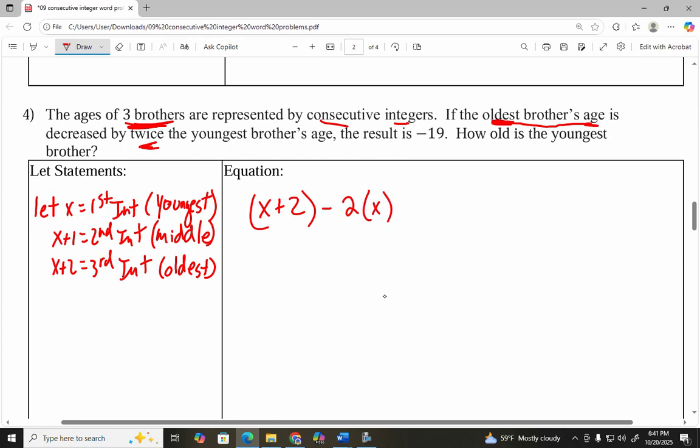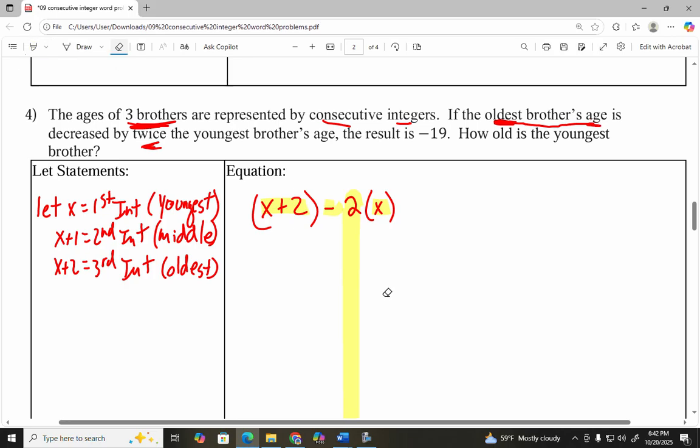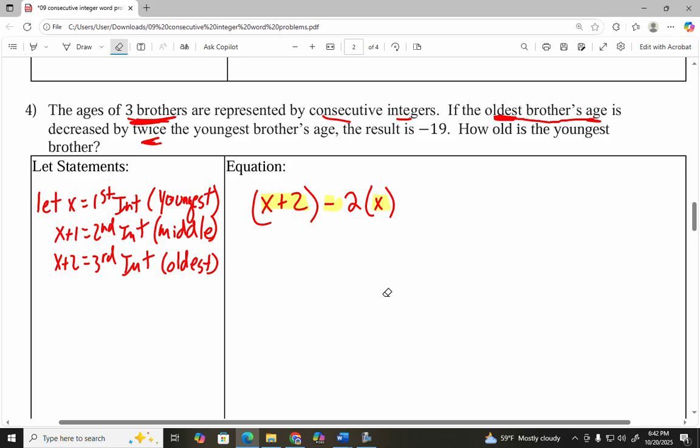So let's read that all together to make sure I didn't confuse anyone. So I'm going to highlight again as I read. The oldest brother's age is decreased by twice the youngest brother's age. And then it says the result is negative 19. The result is, that's our equal sign, negative 19. And how old is the youngest brother? So this has to be solved.